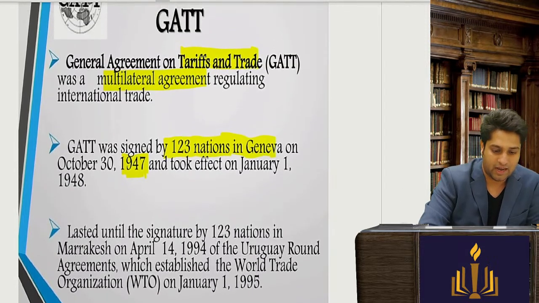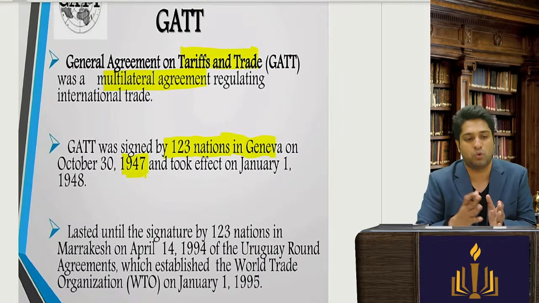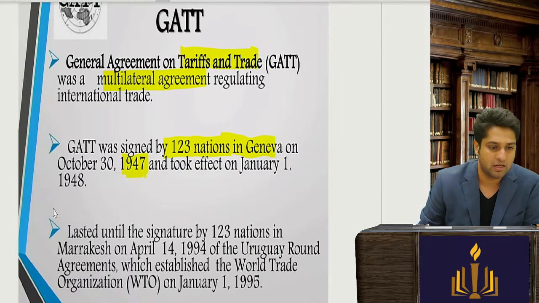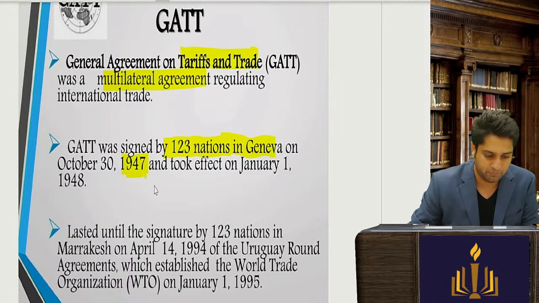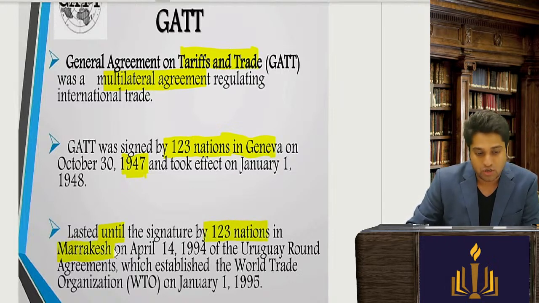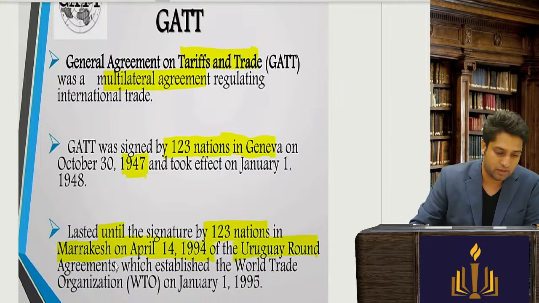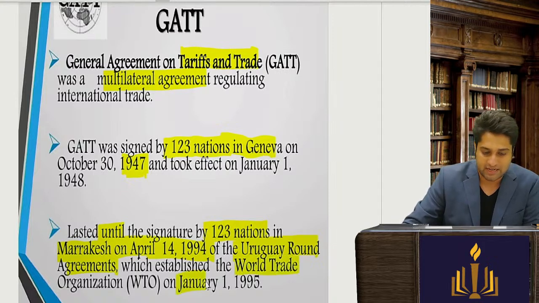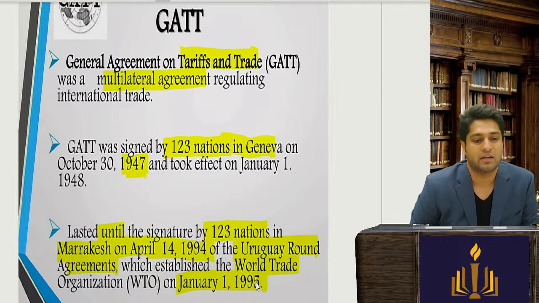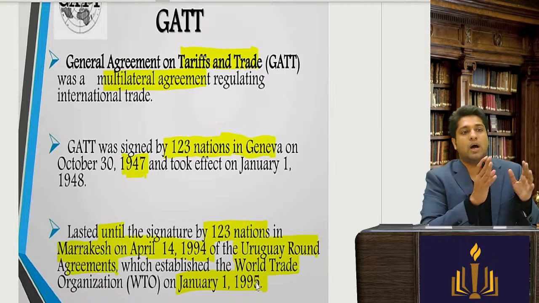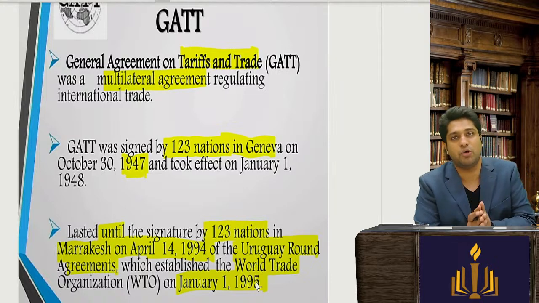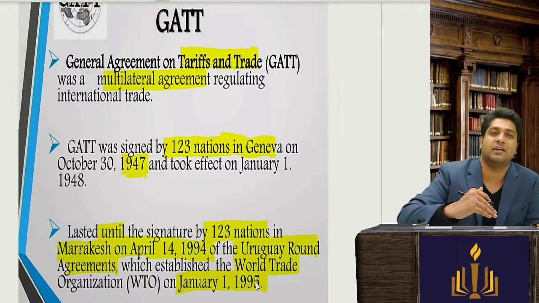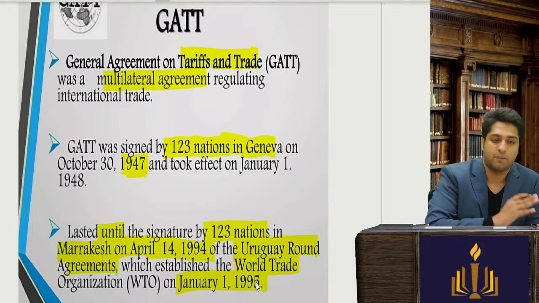Then GATT was there for multiple years, approximately 40-50 years, until another agreement between 123 nations at Marrakesh on 14th April 1994 in the Uruguay Round Agreement. The WTO was established on 1st Jan 1995. So after GATT, WTO came into force. GATT was completely abolished by the WTO.